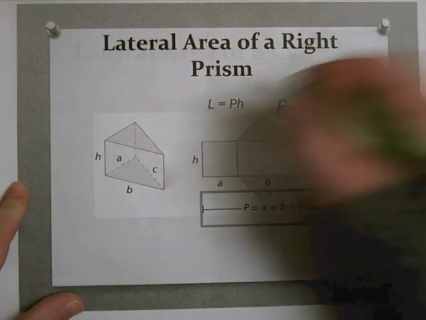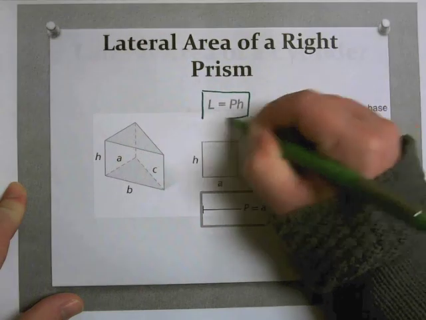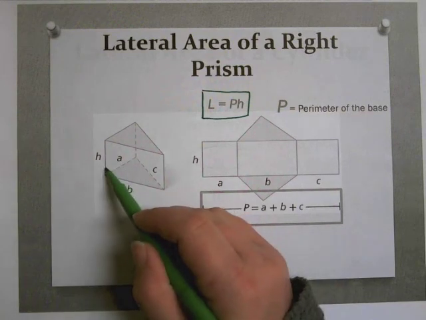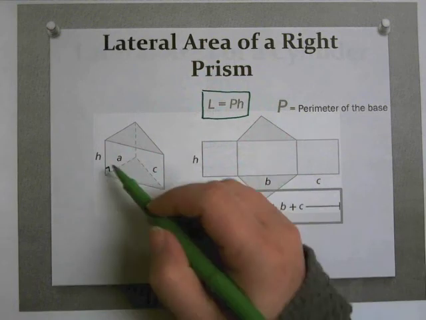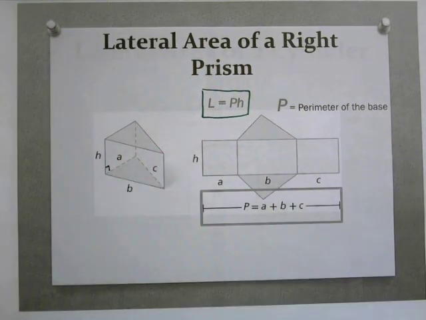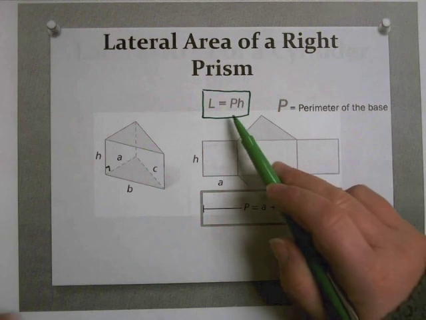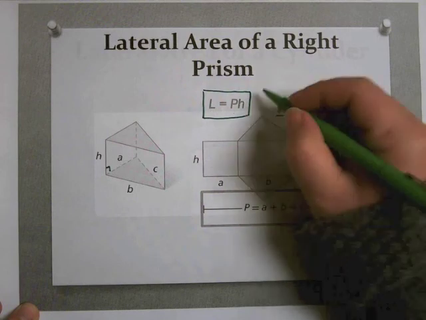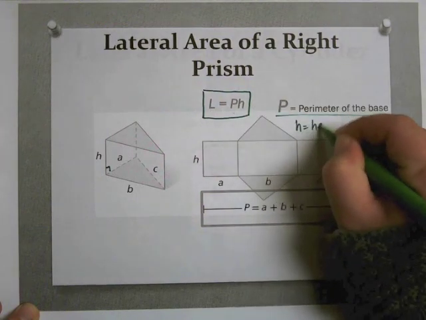Well, for a right prism, here is the formula right here. Make sure you get this written down. The lateral area, which is represented by L, of a right prism. What it means by a right prism is there is a 90-degree angle somewhere. In this case, it would be right here, or right here. Trust me, that is a right prism because it's straight up and down. It's just turned sideways in the picture. But the lateral area is equal to P, which is the perimeter of the base, times H, which is our height.